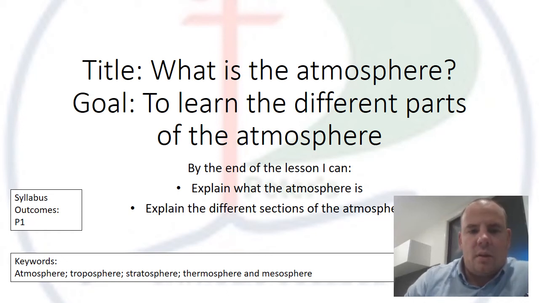Okay, in this lesson we're going to look at what the atmosphere is, and our goal is to learn the different parts of the atmosphere. So hopefully by the end of this short video you'll be able to tell me what the atmosphere is and then explain the different sections of the atmosphere. We're looking at syllabus outcome P1, the first one, and our keywords are atmosphere, troposphere, stratosphere, thermosphere and mesosphere.